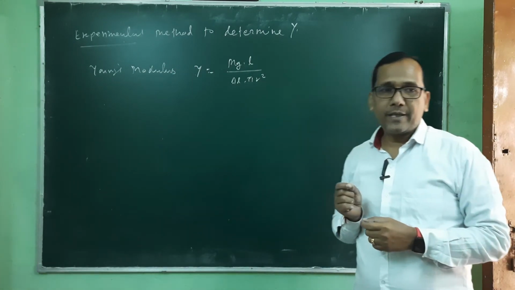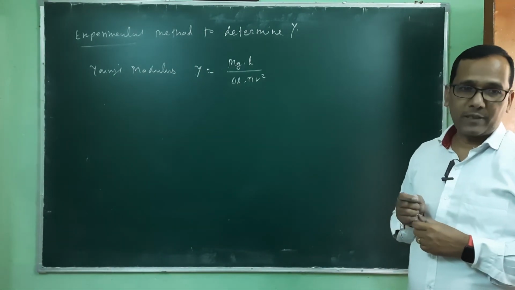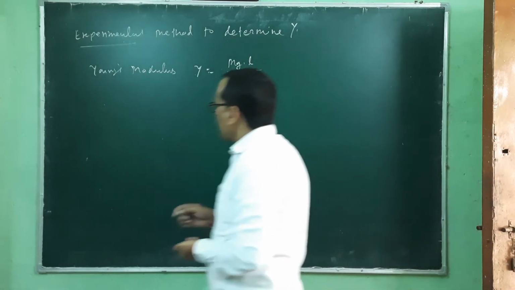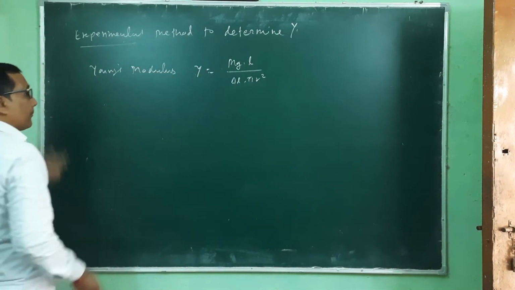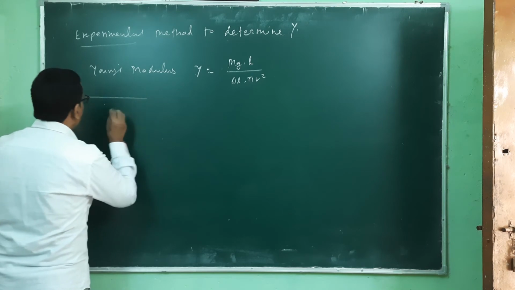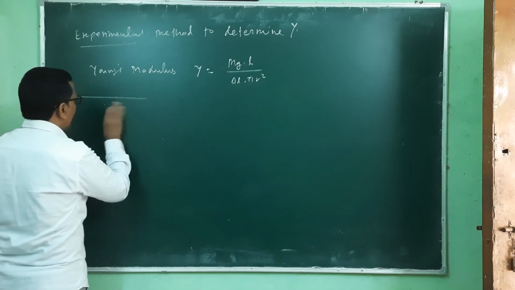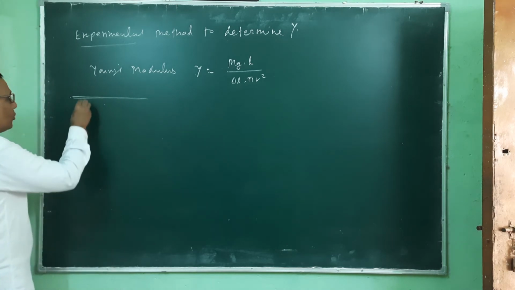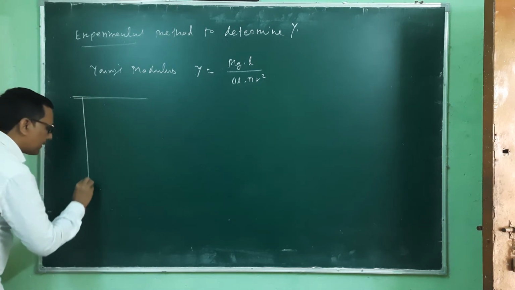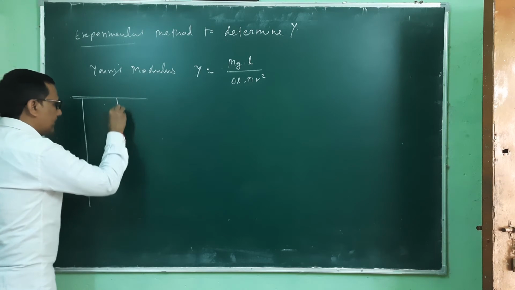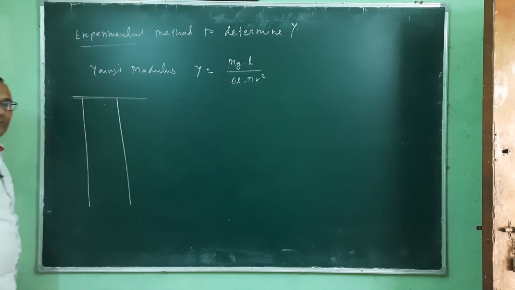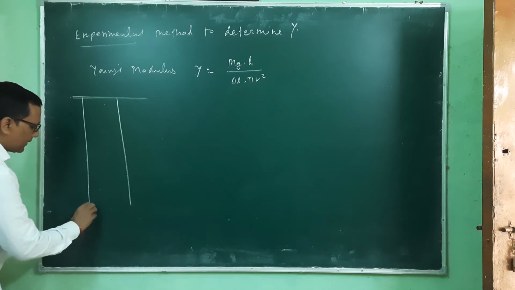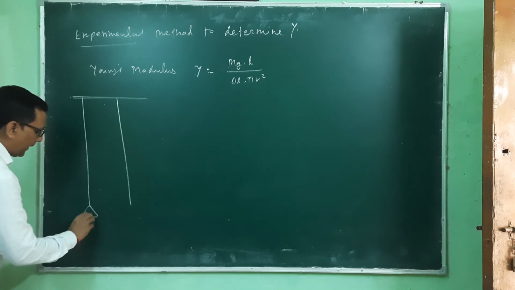If all these parameters are given, we can easily calculate Young's modulus experimentally. In the experimental setup, this is one hanging wall, the fixed point, and two identical wires are hung together. In order to keep the wires straight, some initial weights are hung here.